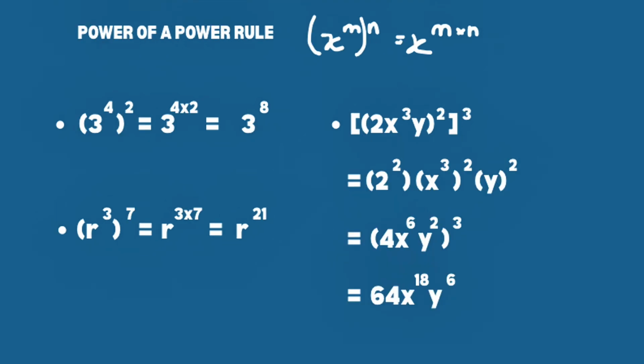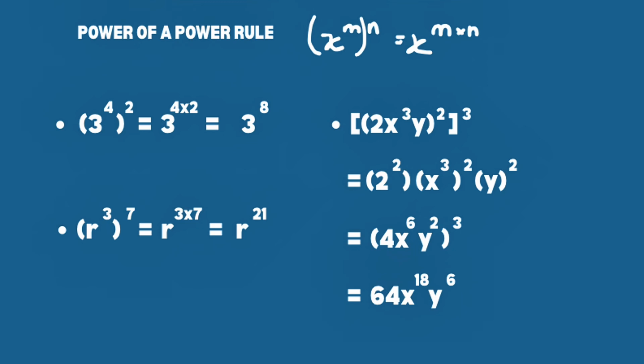Okay, so now it's the power of a power rule, guys. So in my words, first exponent brackets second exponent is the same as first exponent times the second one. So as you can see here on the first example, it's just 4 times 2 is equal to 8, so then it'd be 3 to the power of 8. So in the second example, it's basically the same thing. It's just a 3 times 7, so r to the power of 21.